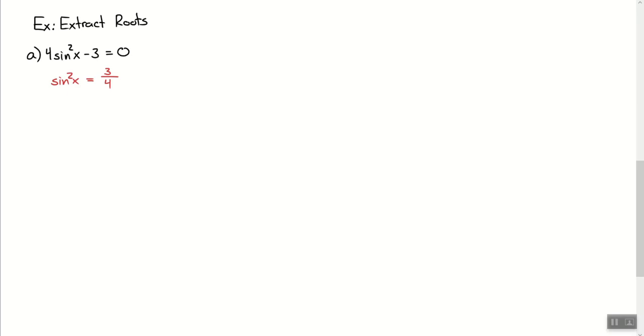Now, we are trying to solve for x ultimately, but it's unfortunately stuck within a square. So the good news is we have a way to deal with that. I'm going to take the square root of the left to get sine x, and I'm going to take the square root of the right. And I'll write it out here. This becomes the square root of 3/4.